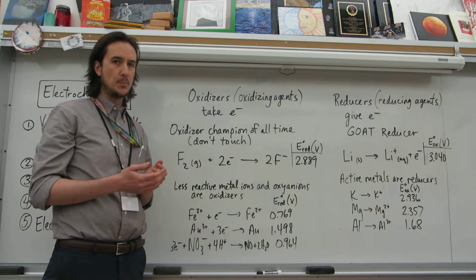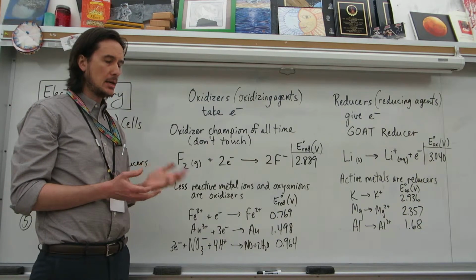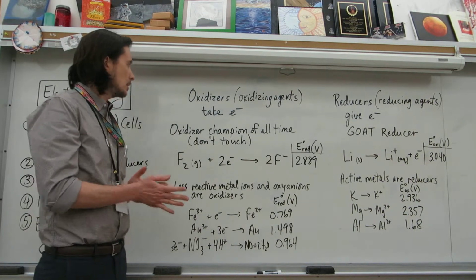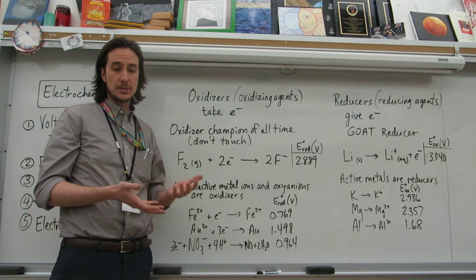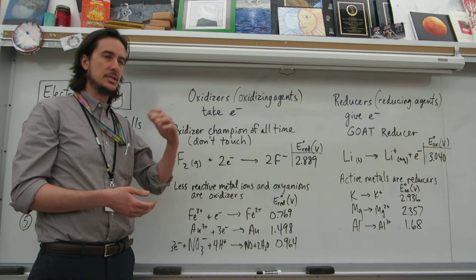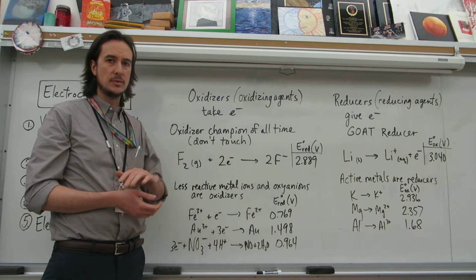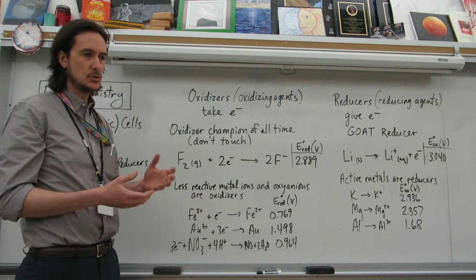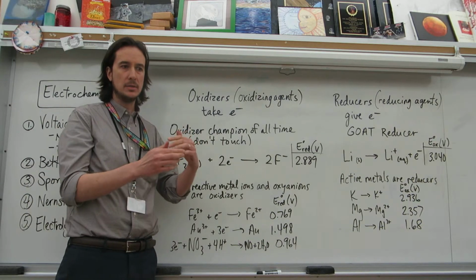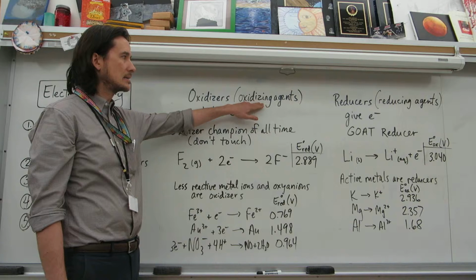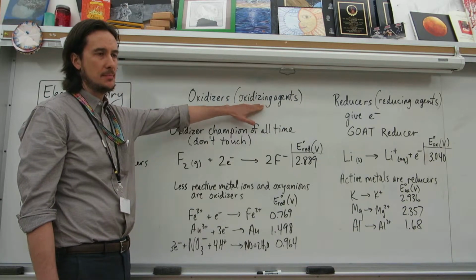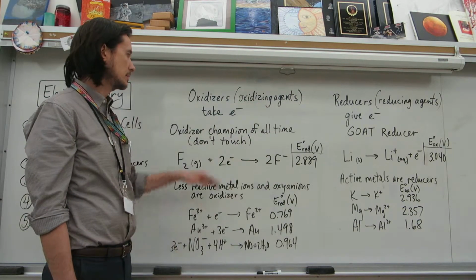Let's just look at how to compare oxidizers and reducers. If you look at some table, you have all these reduction potentials, and you see some negative values, you see some positive values. So you should be able to interpret that and compare different species. Oxidizers are oxidizing agents. Okay, that means they oxidize something else.